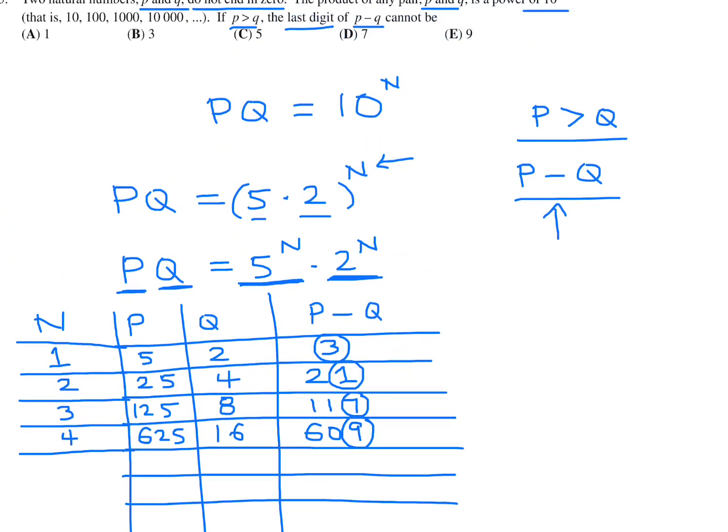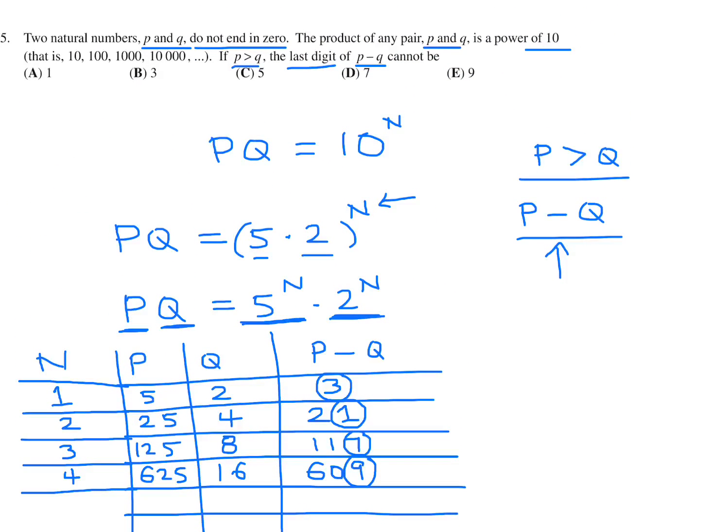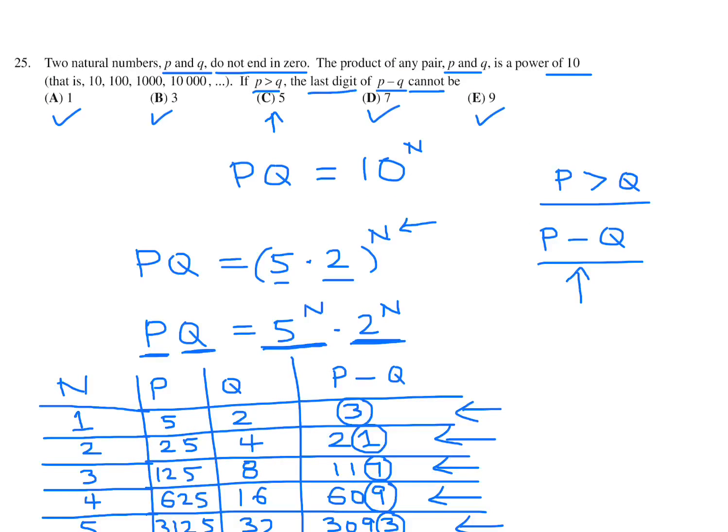Now I want to stop here and go back to the question. The last digit of P minus Q cannot be, well, I think we've done it so far. We have a 3, so it can be 3. We have a 1 here, so it can be a 1. We have a 7 here, so it can be a 7. And we have a 9 here, so it can be a 9. The only one it cannot be is 5. The only choice that it cannot be is 5. So the answer is C.